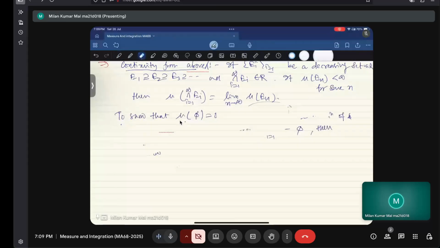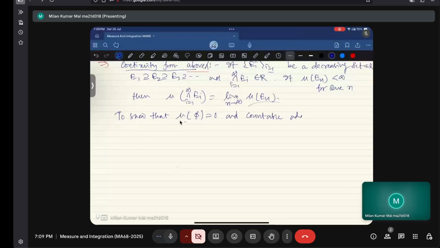Additivity. That is, if Ei, i equals 1 to infinity, is a sequence of sets in R such that Ei intersection Ej is empty for all i not equal to j, then mu of the union of Ei, i equals 1 to infinity, I have to show that it equals the summation of mu of Ei, i equals 1 to infinity. This is what I have to show.